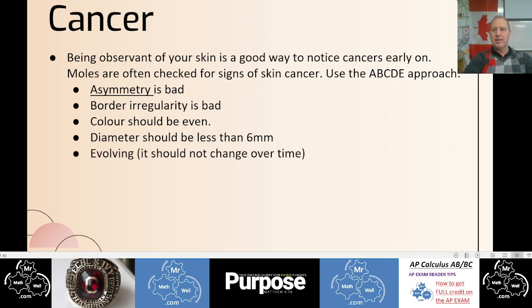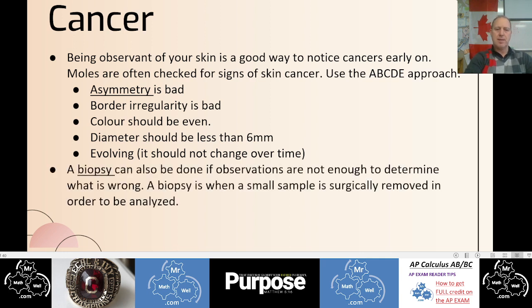And then E, the last part of that, is evolving. If it changes over time, if it grows or just changes color, or the border or the color changes, asymmetry. If anything changes over time, it's like maybe something's growing in there. That could be a sign that you want to get that looked at, or even not just looked at, but a sample of it taken and examined a little more carefully. That's called a biopsy. A biopsy can be done if observations are not enough to determine what's wrong. It's when a small sample is surgically removed in order to be analyzed.